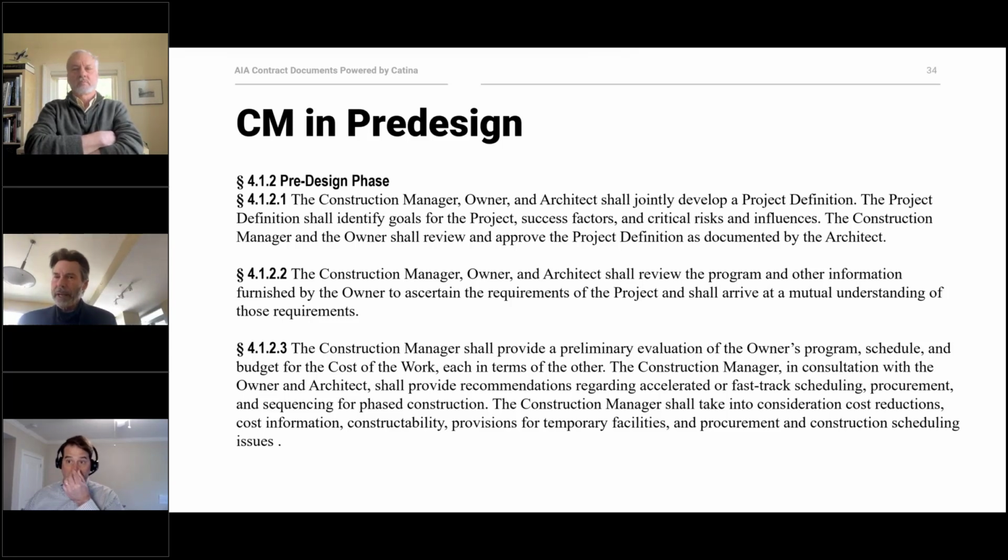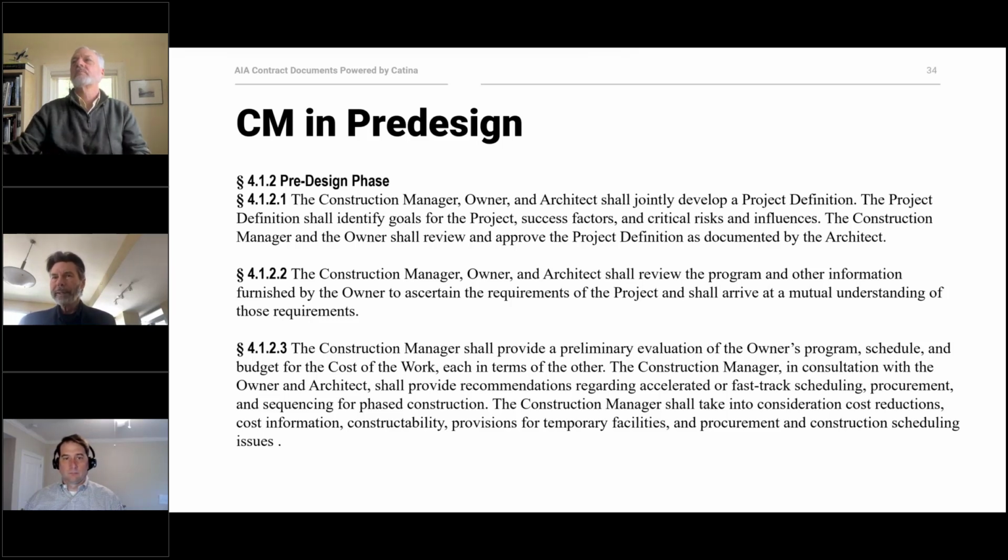Okay, so more of the pre-design process. So again, as I mentioned before, in any collaborative approach, you want parties working together with clearly set goals in mind. And so the first clause here talks about the fact that the three principal parties, the construction manager, the owner, and the architect, shall jointly develop a project definition.